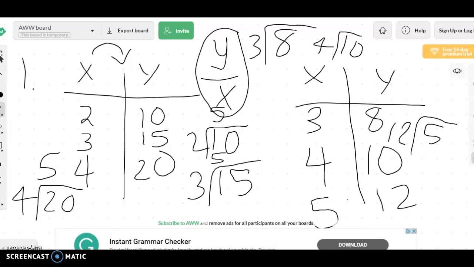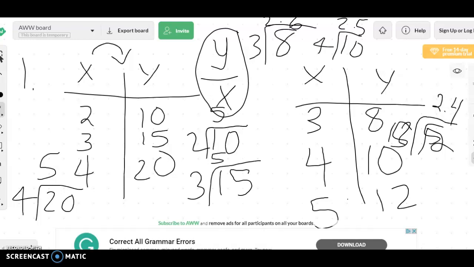Okay, so 8 divided by 3 is going to get me 2.6 repeating. 10 divided by 4 is going to get me 2.5. And 5 divided by 12 is going to get me, excuse me, I did that backwards. 12 divided by 5, I'm sorry. 12 divided by 5 is going to get me 2.4.